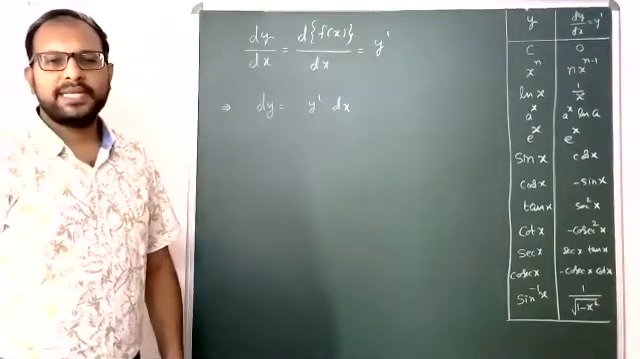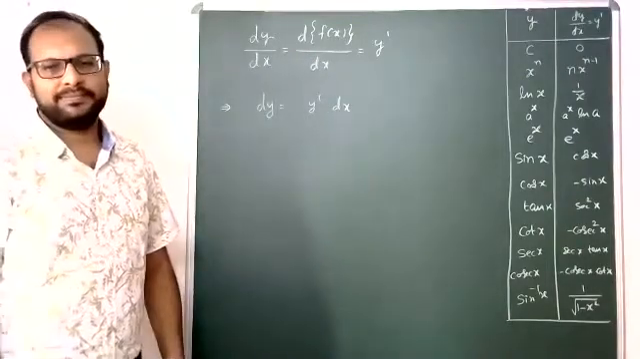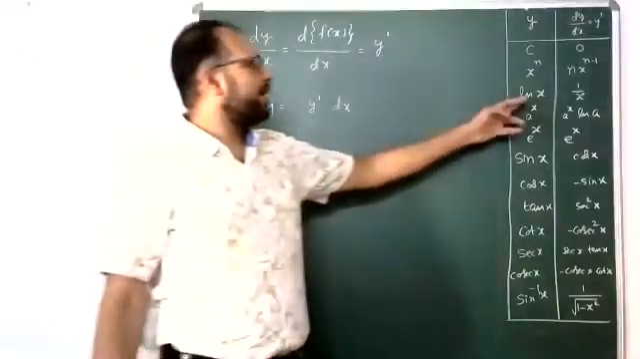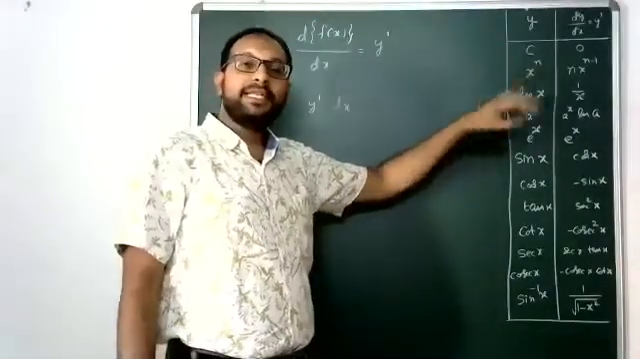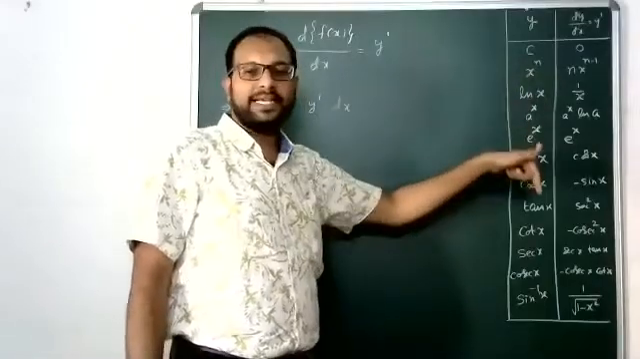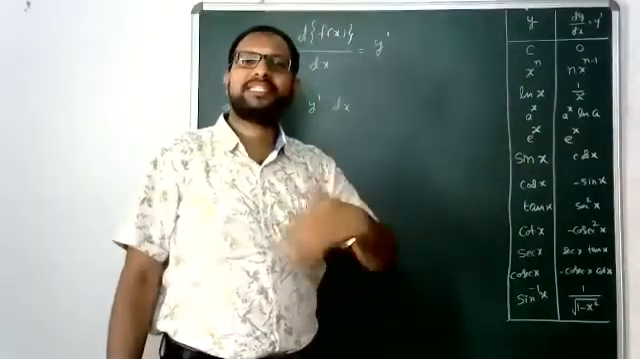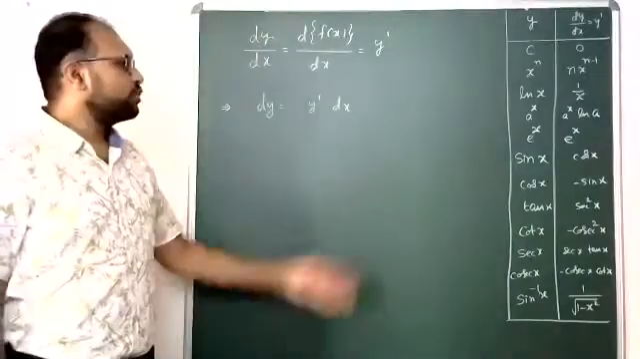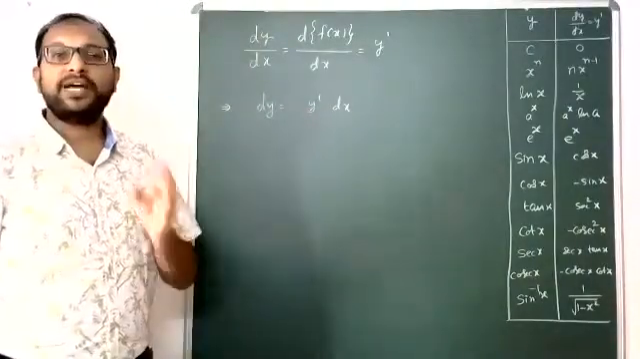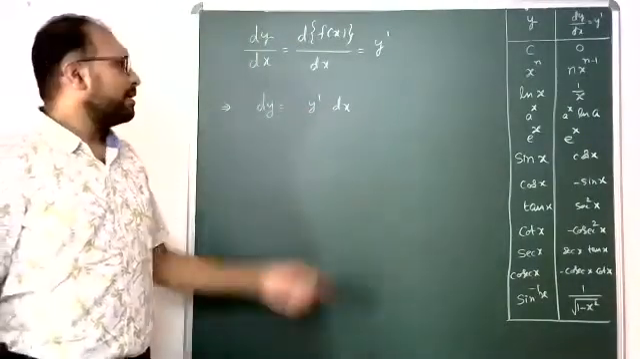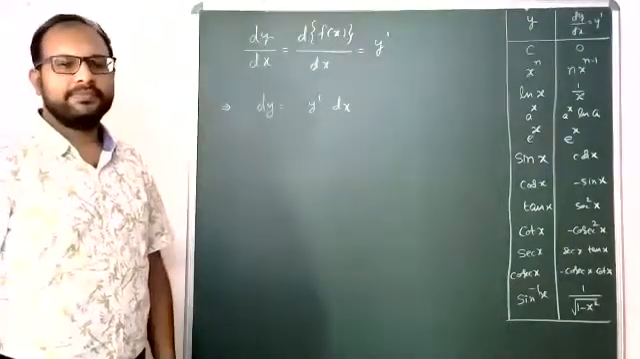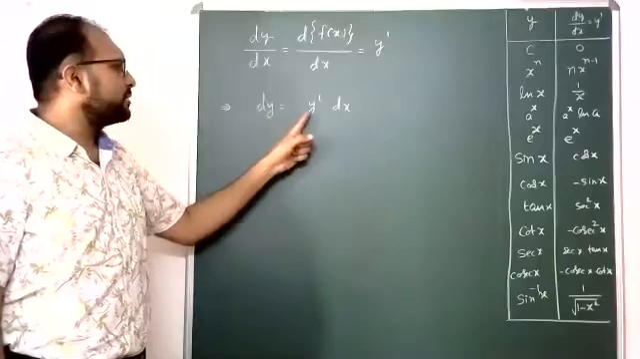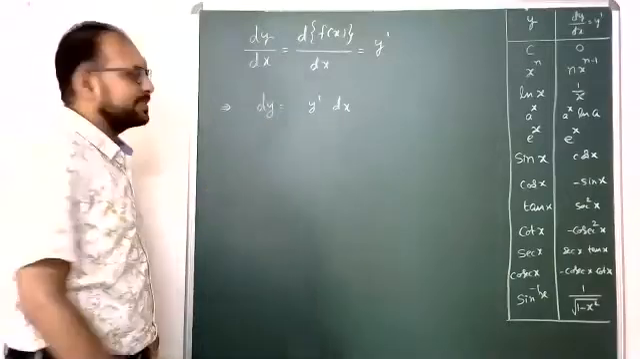Students, y prime is nothing but one more function in x. For example, if y equals sin of ln x, it is a function in x. But what is the derivative of ln x? 1 by x. 1 by x is also a function in x. So that's why y prime is also a function in x. But y prime is the first derivative of y. So now dy equals y prime into dx.